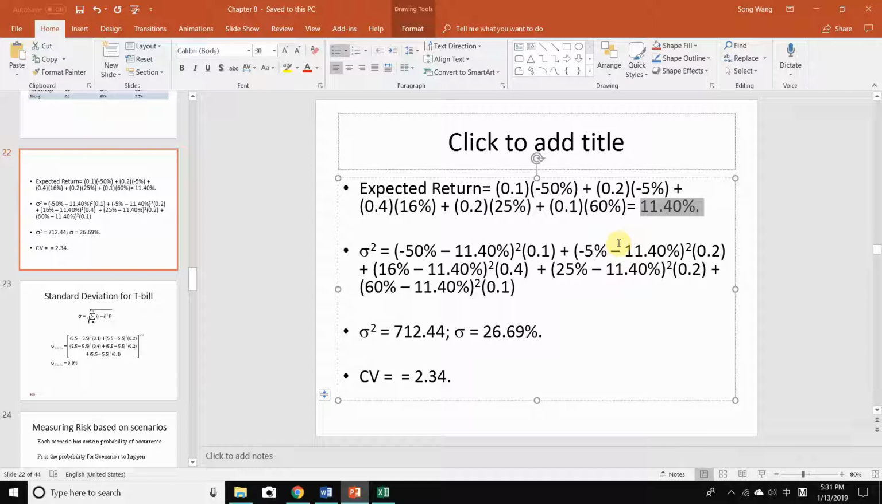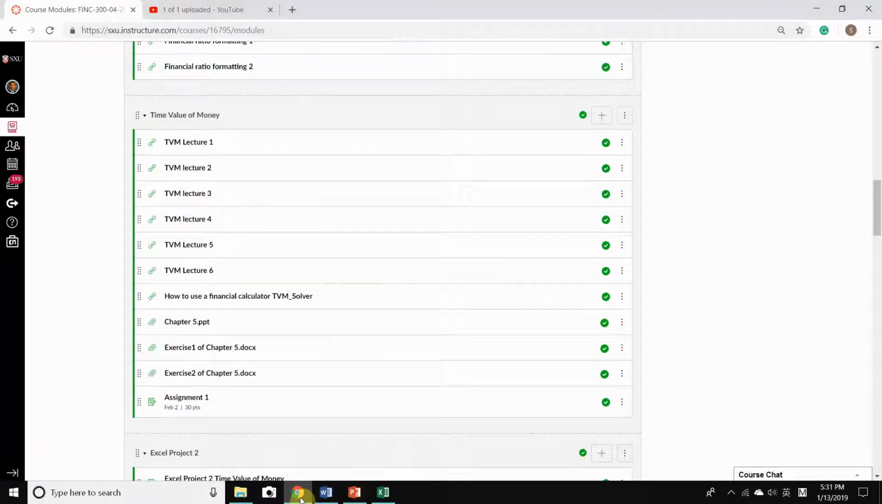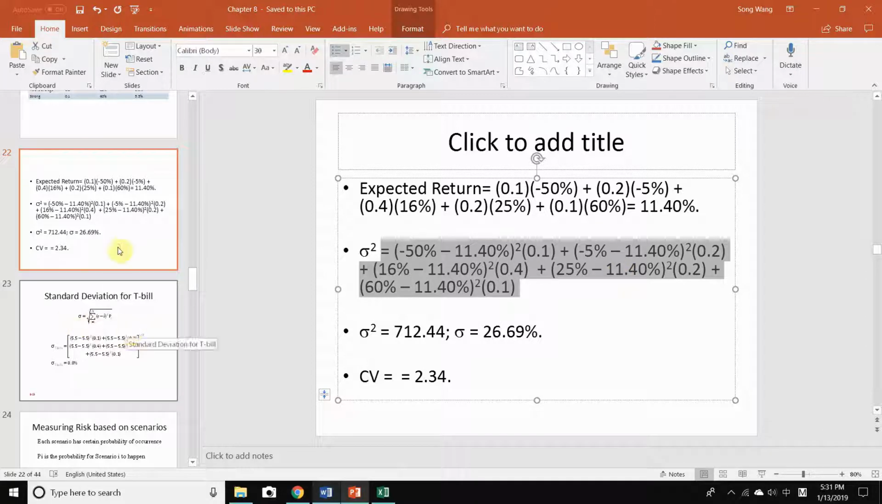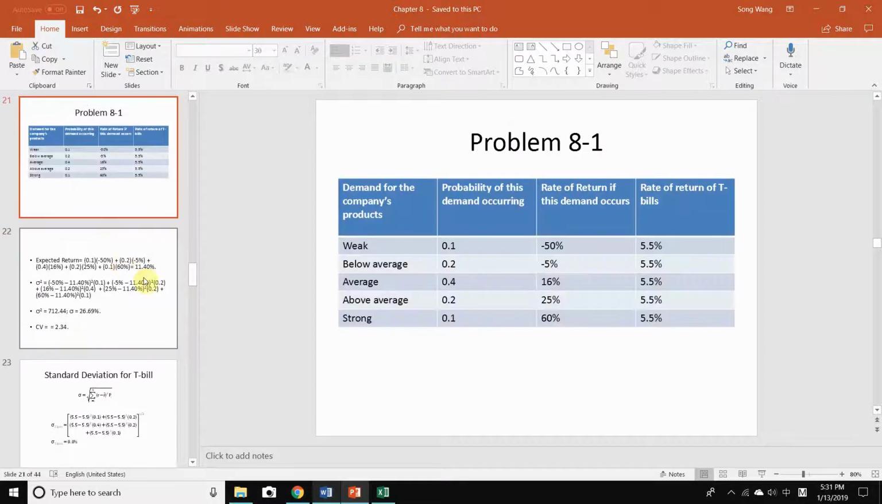The good news for you is you don't have to go through this whole mathematical process. As I said, it's long and tedious. You just need to go over the module, watch the link about using the calculator, then you should be fine. So you don't have to go through all of this, which has a lot of room for errors. Okay, so this is for the stock or the company's product.